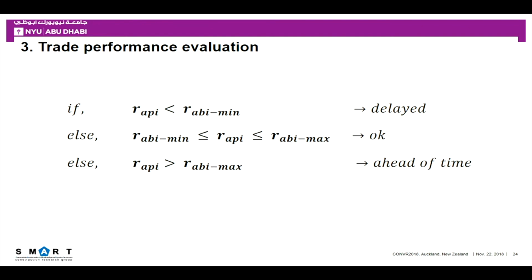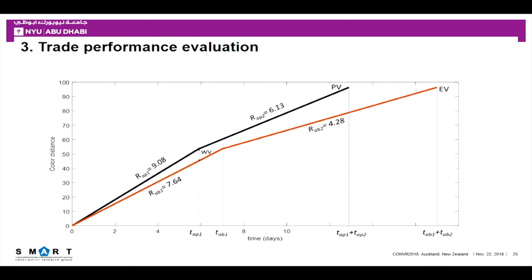R represents the rate of color change, AP is for as-planned, and AB is for as-built. If these relations are found, then we can generalize the task as delayed, okay, or ahead of time. However, this is kind of complicated. We put it in the usual format, which is the EVM, earned value method format. As I said earlier, we are equating color distance with amount of work. So we put color distance here instead of cost, and we are able to calculate the work variance and the delay from this plot.